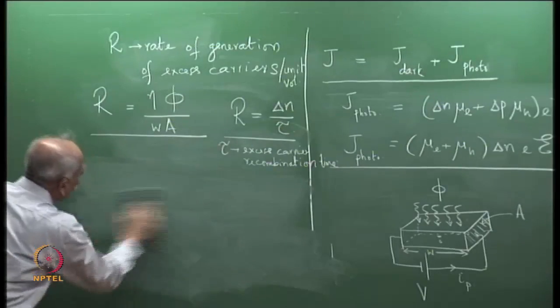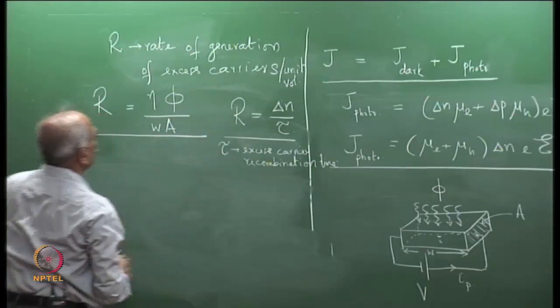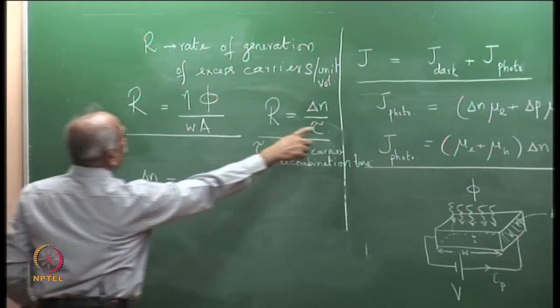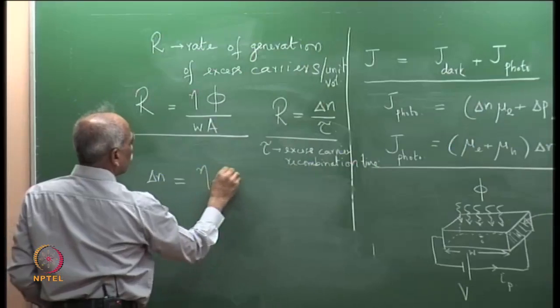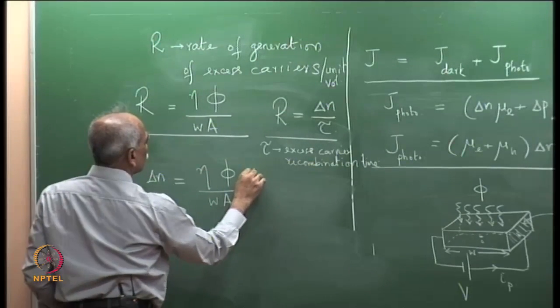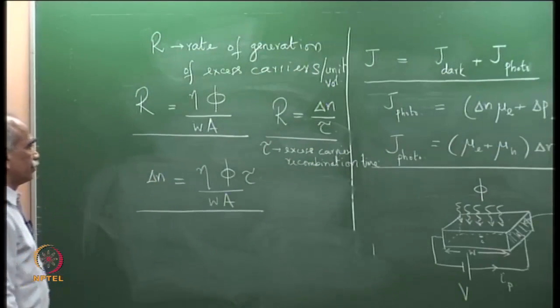J dark. So, from these two we can write delta n is equal to R into tau, which is eta into phi divided by WA into tau. Delta n is equal to this.